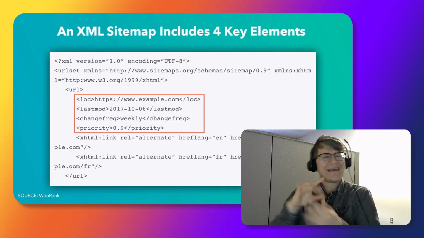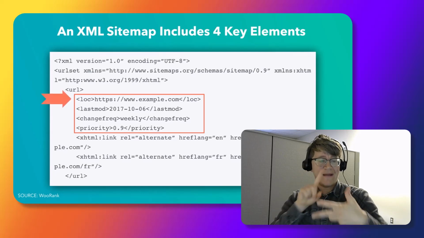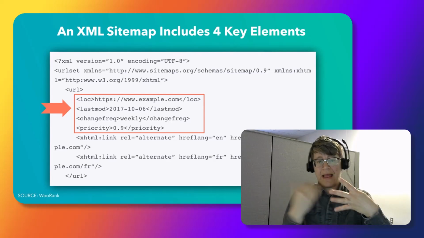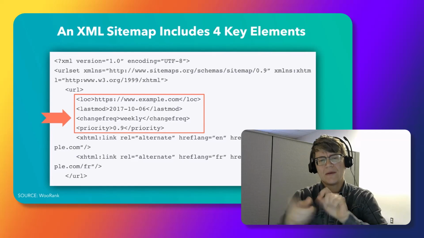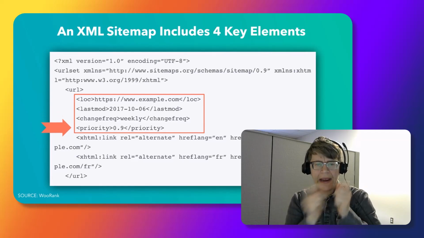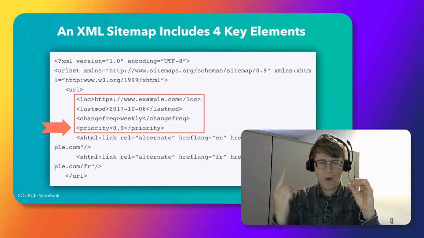An XML sitemap includes 4 key elements. The URL location is the full URL to the web page. The last modified date is when the page was last updated. Change frequency can be set to never, yearly, monthly, weekly, daily, hourly, or always. And page priority is a number between 0 and 1, which indicates the level of priority of the pages within your website.